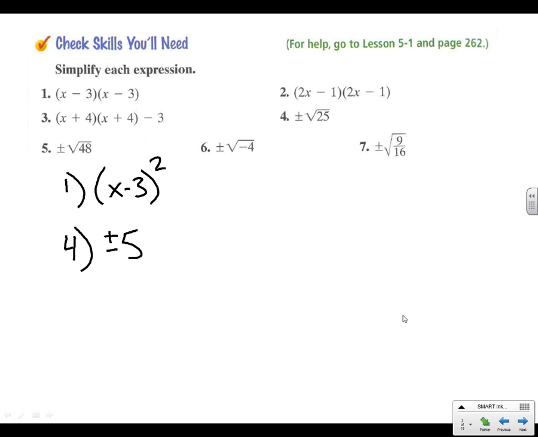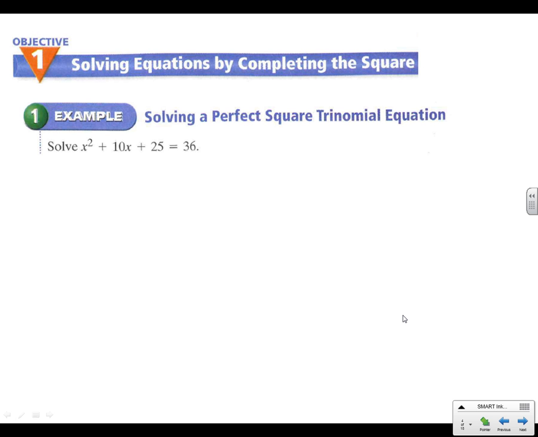Alright, remember what we learned for imaginary numbers for number 6. And 7, square root the top and square root the bottom. Alright, so let's get going here. What we want to be able to do is simplify as much as we can.